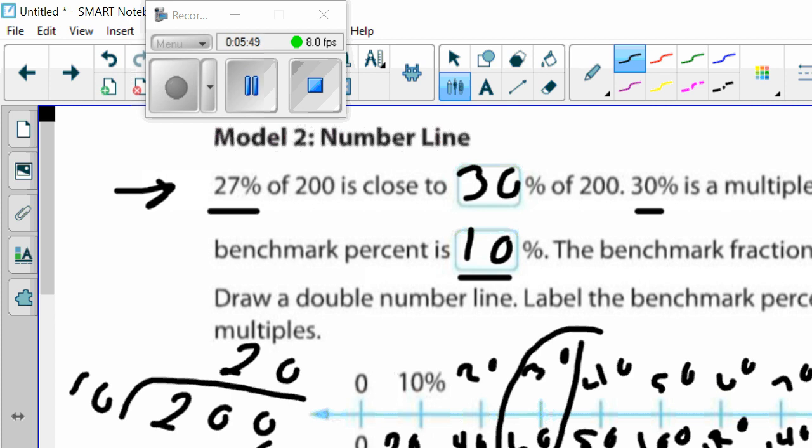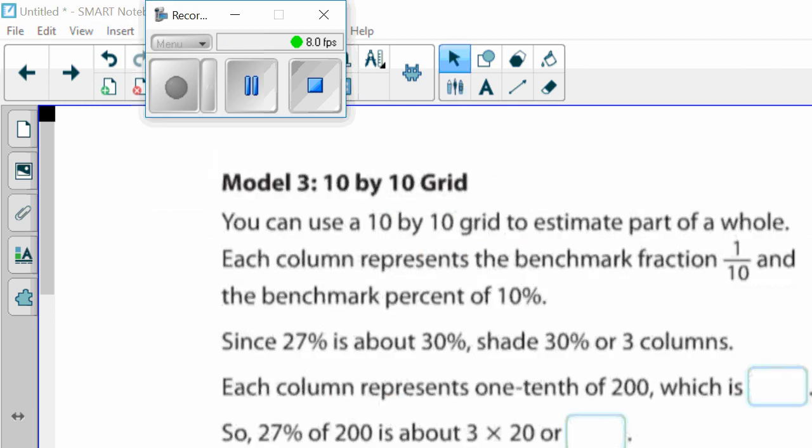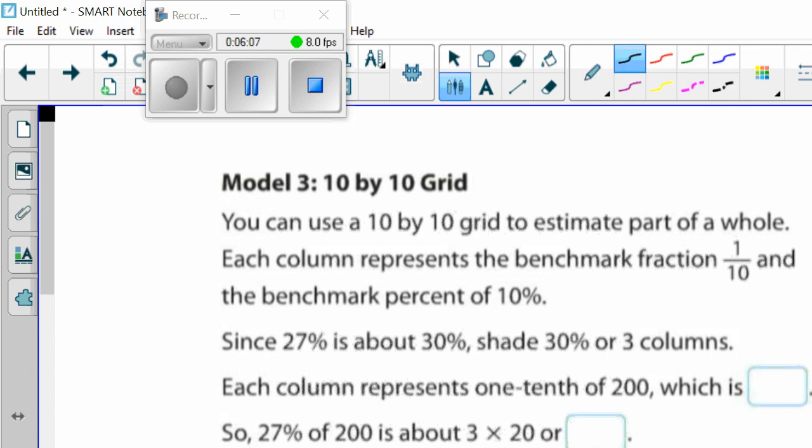Okay, so let's look at our last example. In example 3, this is just showing you a 10 by 10 grid. It tells you that a 10 by 10 grid is used to estimate part of a whole, and each vertical column in that is 1/10. So this piece up here is 1/10, the one next to it is 1/10, and so on. And then each piece represents the benchmark percent of 10%.